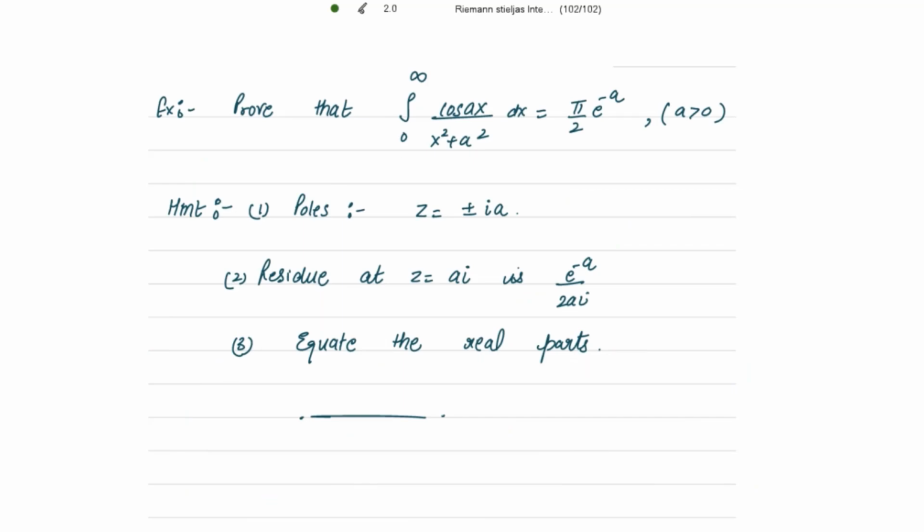Okay, so I'm giving you an exercise. Prove that the integral from 0 to infinity of cos(ax) over x squared plus a squared dx is equal to pi by 2 e^(-a). Very similar to the previous example, and a is strictly positive over here. A hint is given to you: find out the poles, then the residue is also given to you, check that, and then equate the real parts. Why? Because there is cos in the numerator.